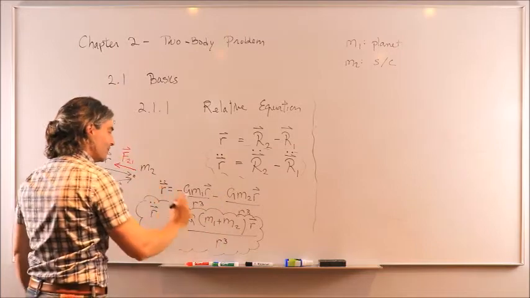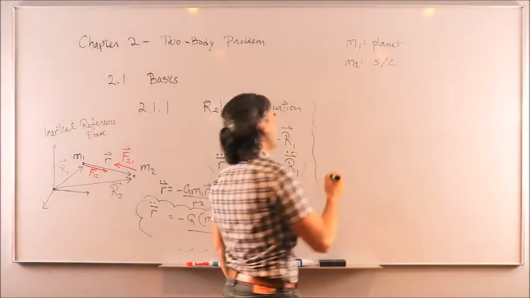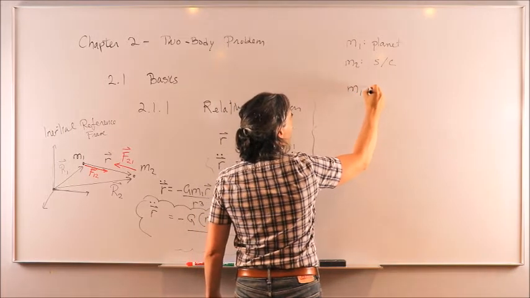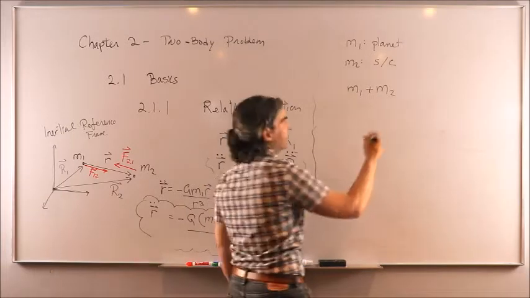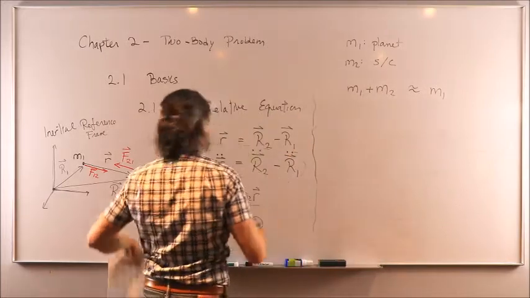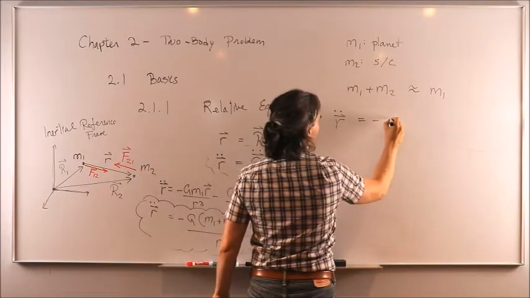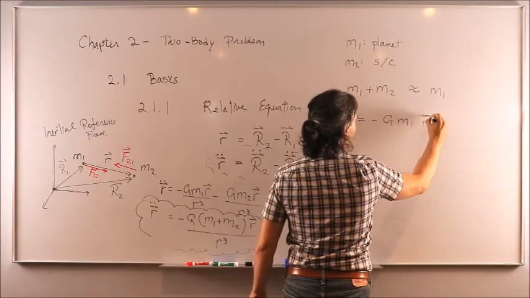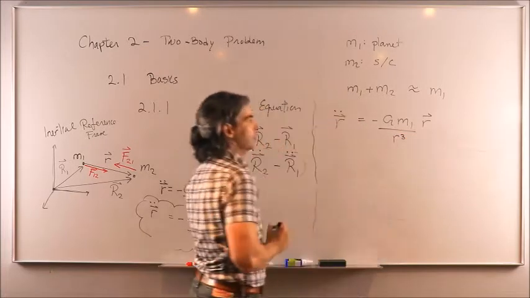So the mass of a planet compared to the mass of any spacecraft is much, much higher. Therefore, what we're going to do from this point on is assume that m1 plus m2, the summation of the planet and the spacecraft orbiting around it, is approximated to be the mass of the planet only. And that leads us to write small r double dot equal to minus G m1 times position vector over the distance between m1 and m2 cubed.